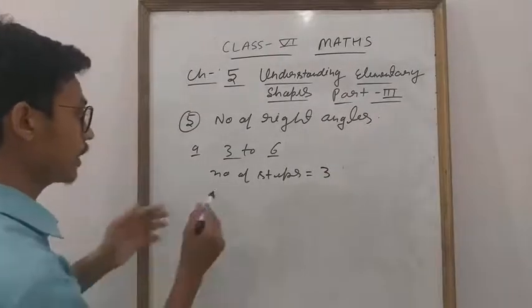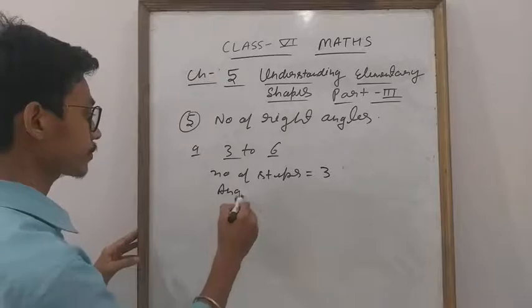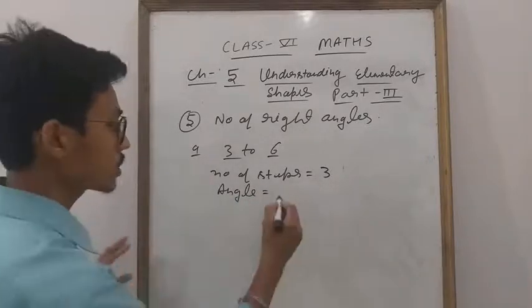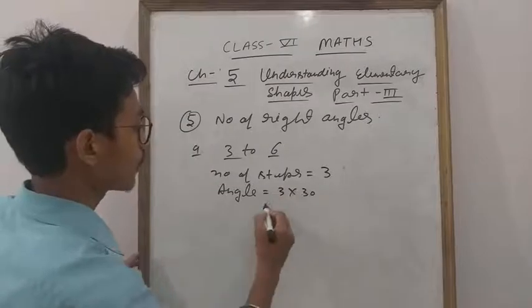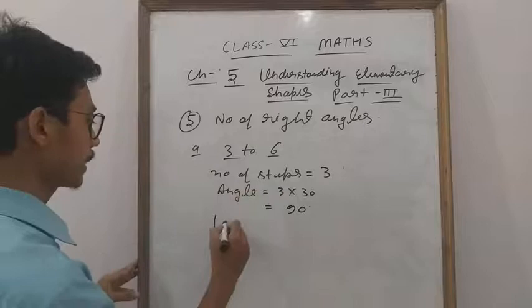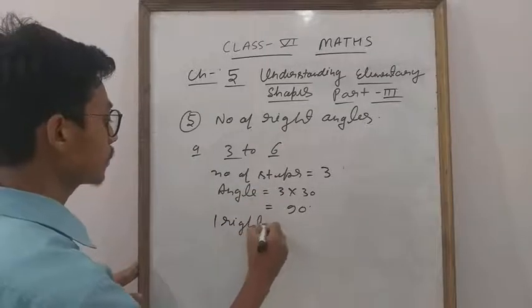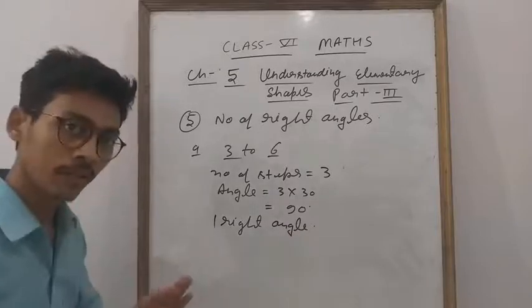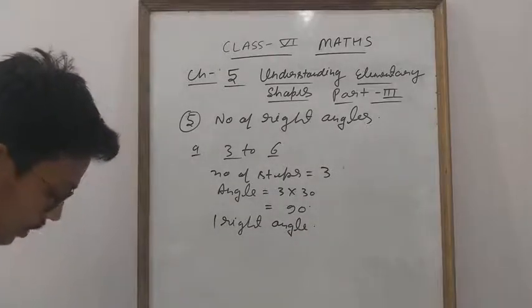अब angle you have to find out. So you know that 1 step is 30 degrees. तो 3 steps means 3 into 30. It means 90 degrees. So 3 to 6, how many right angles? 1 right angle. Simple, very simple. This is 1 right angle. Okay, clear everyone? चलिए.